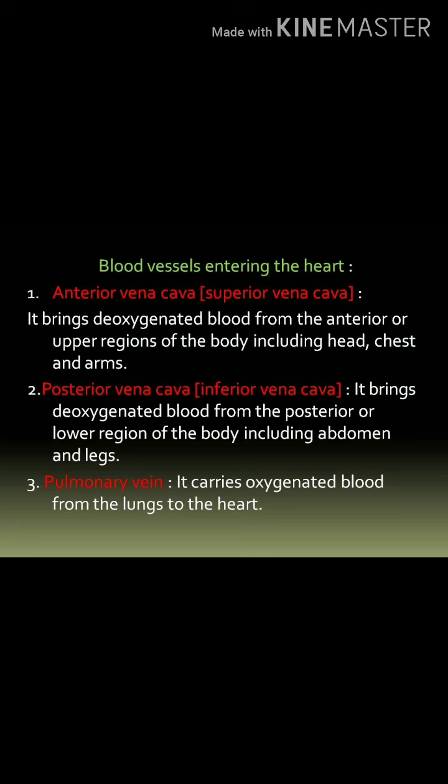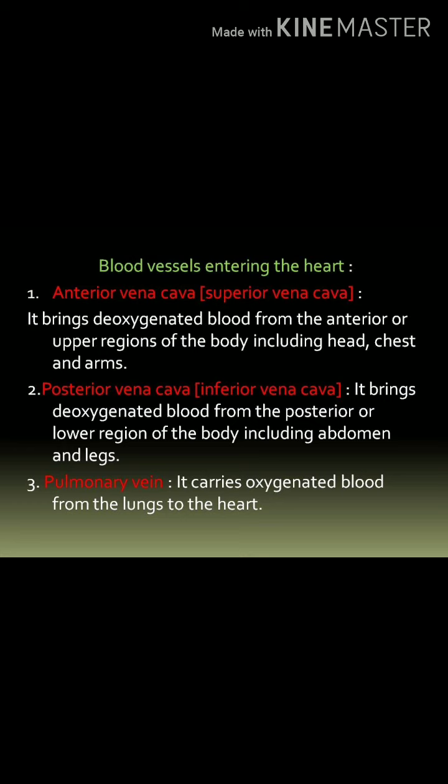Next, posterior or inferior vena cava. It brings blood from the posterior or the lower region of the body, including abdomen and lungs. Here, posterior means inferior. It also carries the deoxygenated blood from the abdomen region as well as the legs region, and it pumps that deoxygenated blood into the right auricle or atrium.